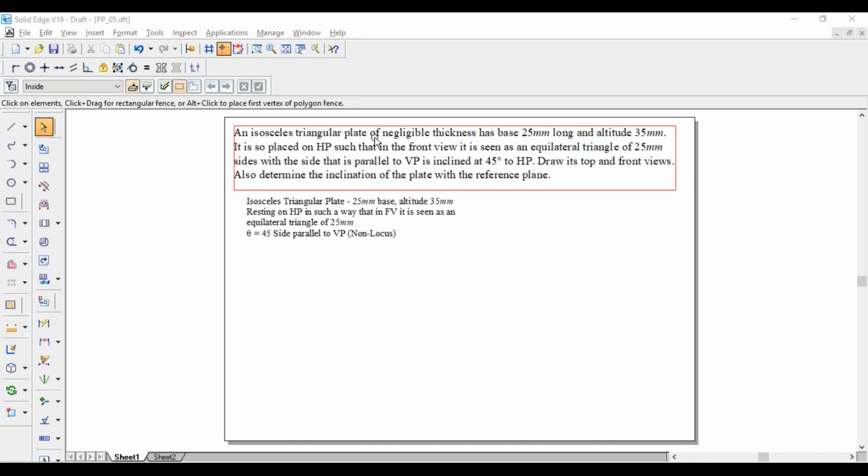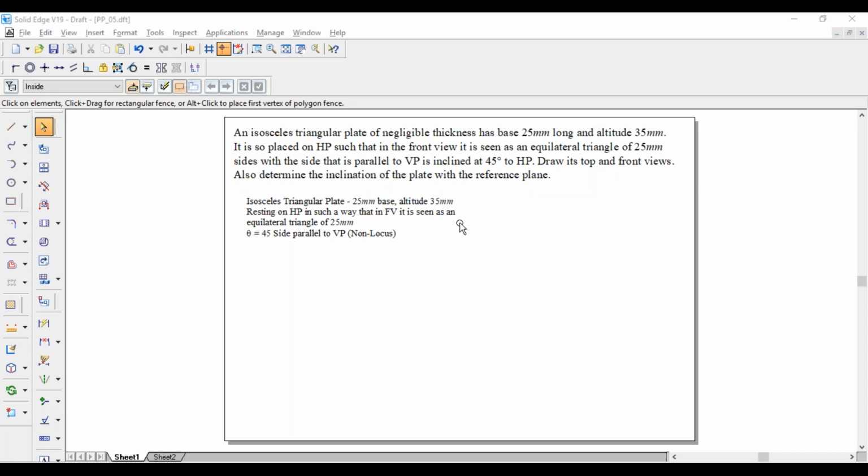An isosceles triangular plate of negligible thickness has a base 25 mm long and altitude 35 mm. It is so placed on HP such that in the front view it is seen as an equilateral triangle of 25 mm sides, with the side that is parallel to VP inclined at 45 degrees to HP. Draw its top and front views. Also determine the inclination of the plate with the reference plane.